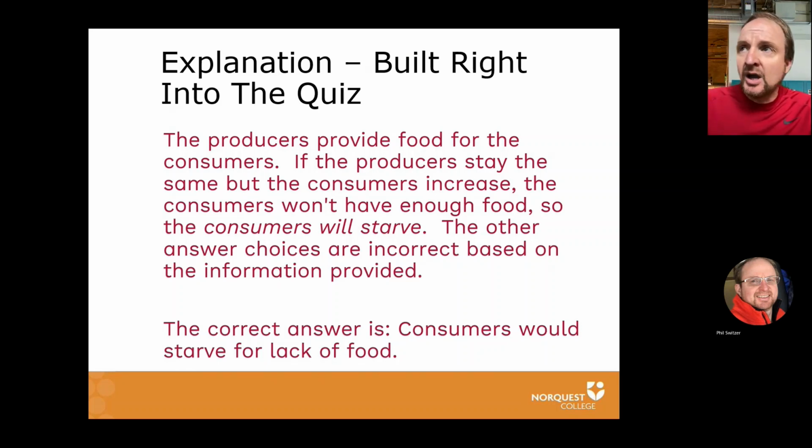Hit pause right now. Take a look at this explanation and see why, yeah, indeed, the correct answer is consumers would starve for lack of food. Essentially, if there was a problem with the producers in an ecosystem, the producers make all the food, the plants. So without them, it'd be a problem. And yeah, if you got too many consumers, they're going to be eating up all the plants, and that's going to be a problem. Cool.